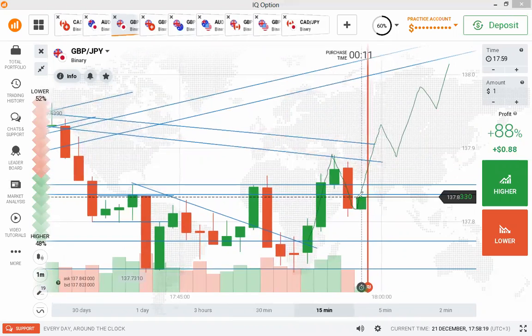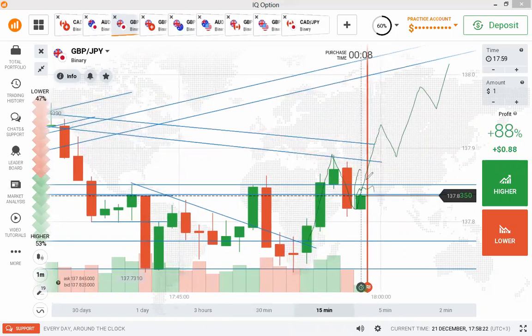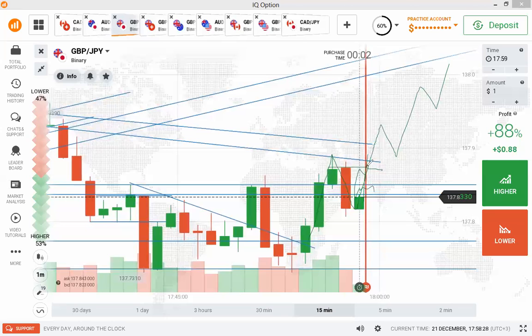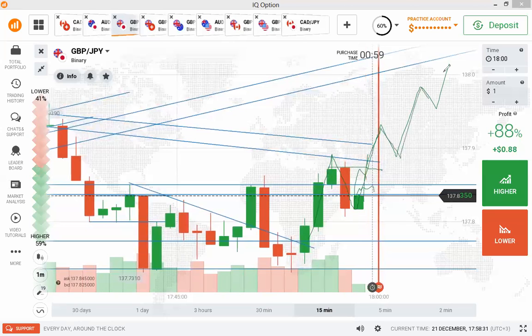But remember, this is also a barrier. If buyers break this area, they're going to continue. Remember, if buyers now break the area and reach this level, I don't think the market should reverse. Buyers will still continue like this.